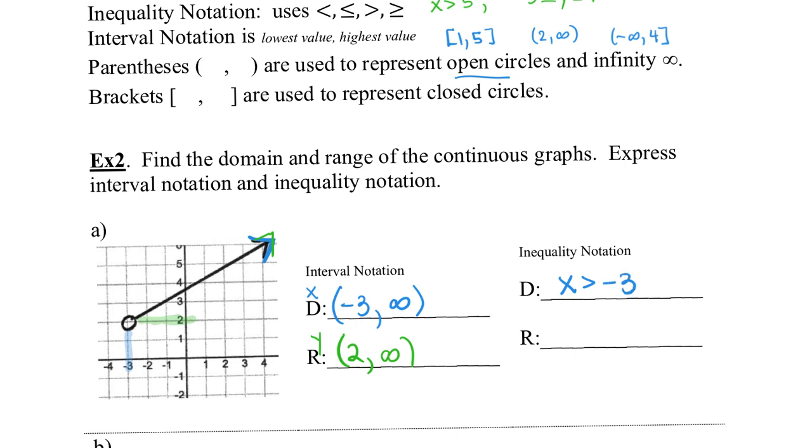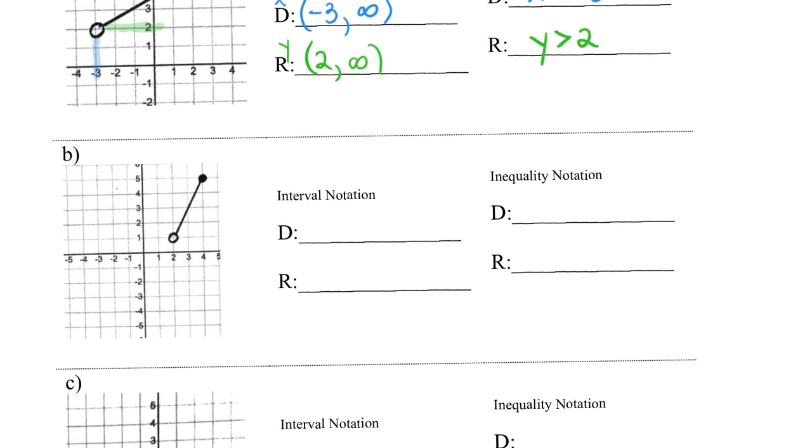How about the y values? Okay, the y values have to do with, where do the y values start? They start from here. That's y equals 2. Do they go up or down? They go up. So the y values are higher than 2. That's inequality notation. These mean exactly the same thing. There's just two ways to write them. Let's look at the next one.